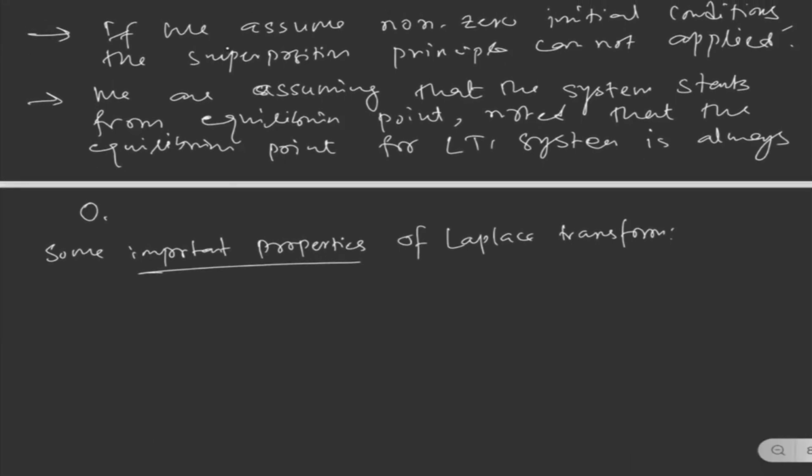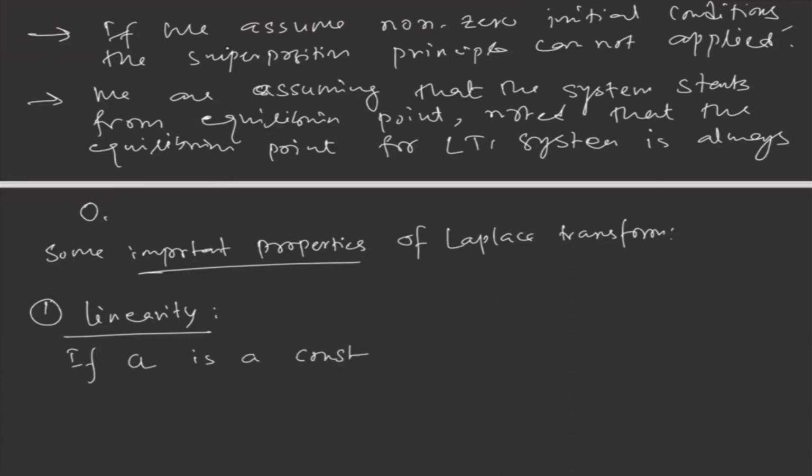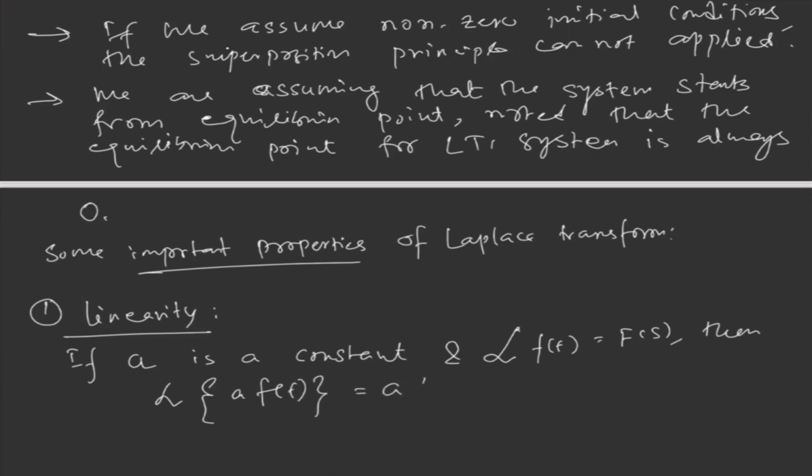So first, we'll be talking about linearity. If a is a constant and the Laplace transform of f(t) equals F(s), then the Laplace transform of a f(t) we can write as a times the Laplace transform of f(t), which is a F(s).